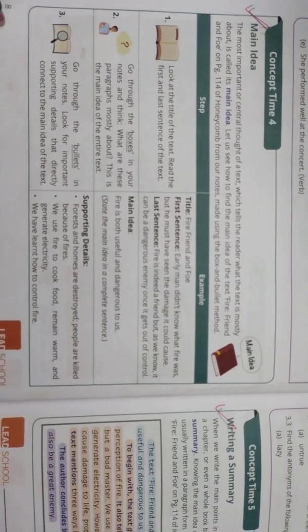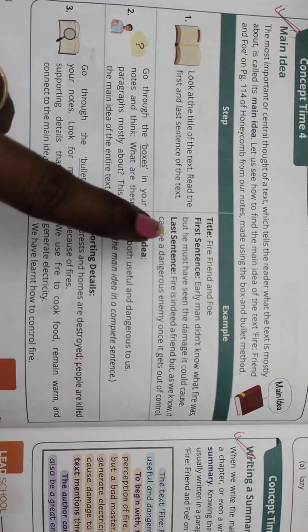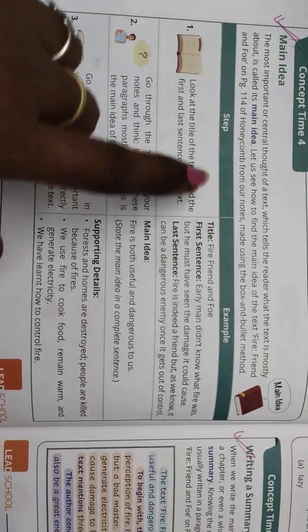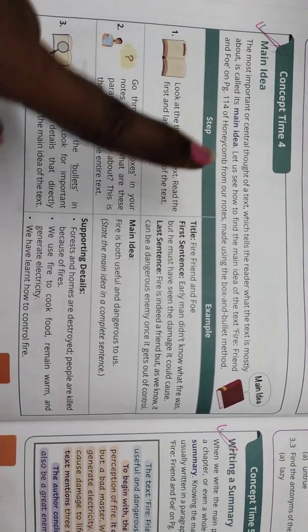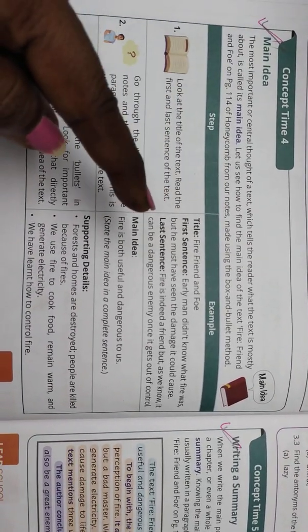Then the next thing we are going to see is how to find a main idea. So already we have seen this. Here we have to follow 3 steps. What are the steps? First, you need to look for the title, the first sentence and the last sentence. This is step 1. So step 1 is you need to find the title, and along with that you have to read the first sentence and the last sentence.